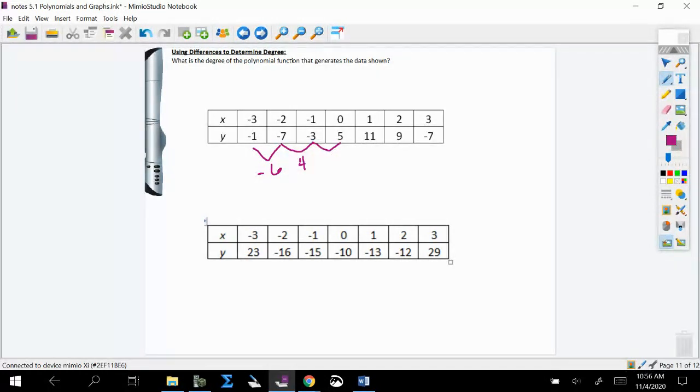And then from 3 to 5, it went up 8. And then from 5 to 11, it went up 6. From 11 to 9, it went down 2. And from 9 to -7, it went down 16. If it goes up, it's positive. If it goes down, it's negative.